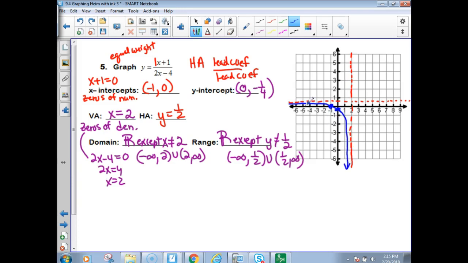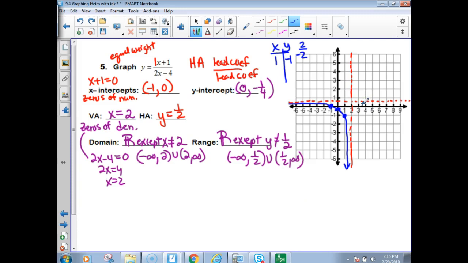If you wanted to, plug in a couple more numbers. The ones I suggested to you would be left of your vertical asymptote. So I would have put in a 1. If I put 1 in here, I'd have 2 on top, and on the bottom I'd have 2 minus 4, which would be negative 2. 2 divided by negative 2 is negative 1. So I've got 1, negative 1 as another point.